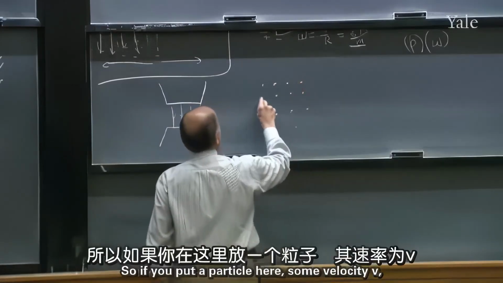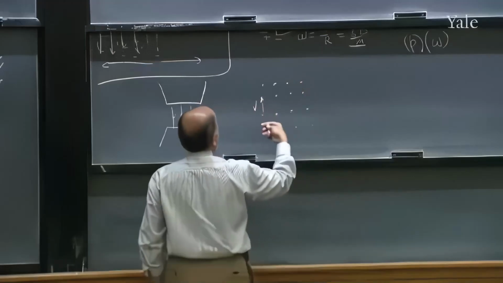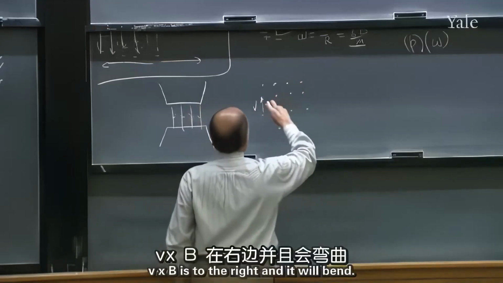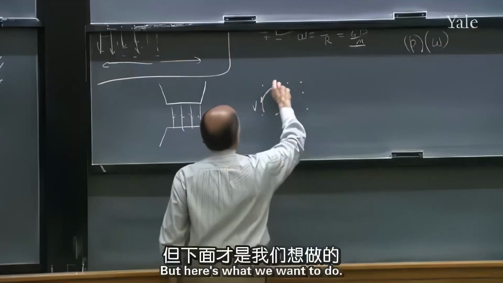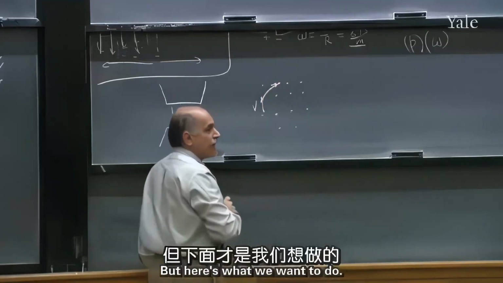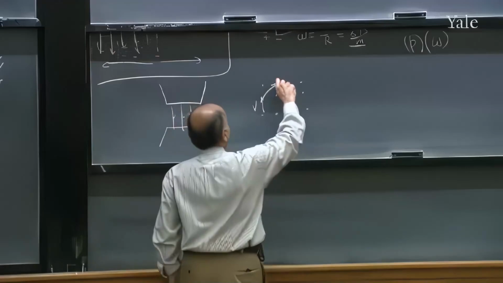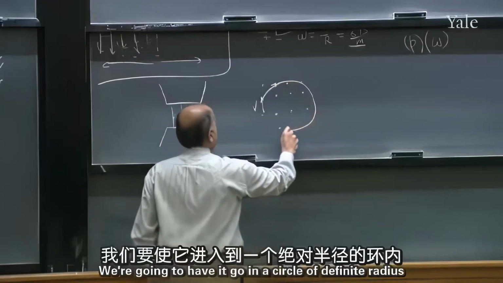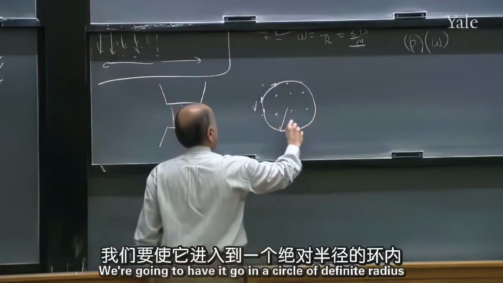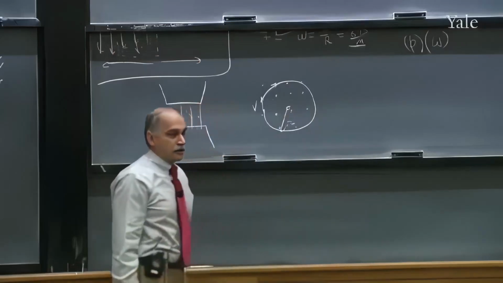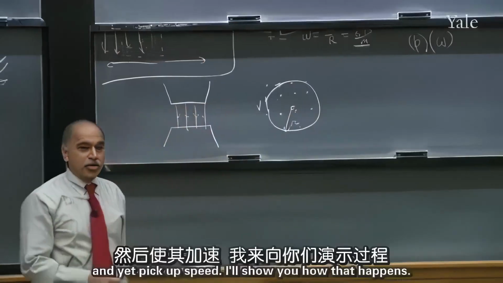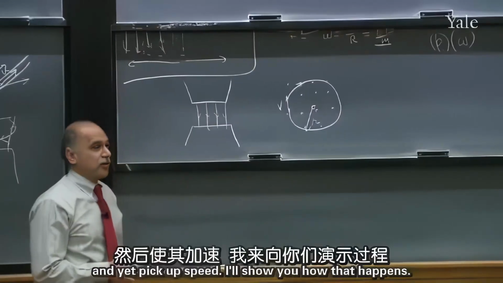So if you put a particle here at some velocity v, v cross B is to the right and it will bend. But here's what we want to do. We're going to have it go in a circle of definite radius and yet pick up speed. I'll show you how that happens.